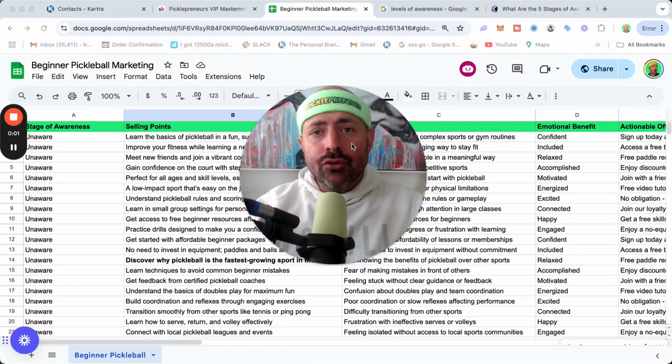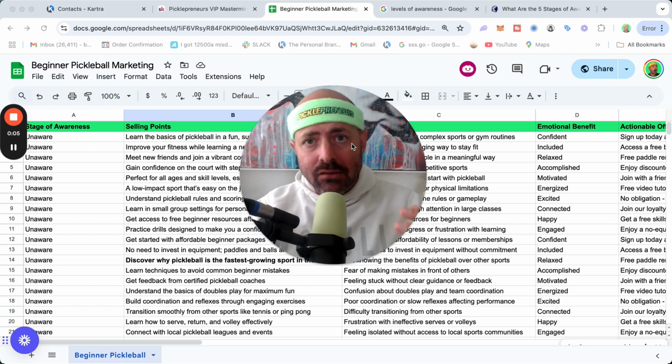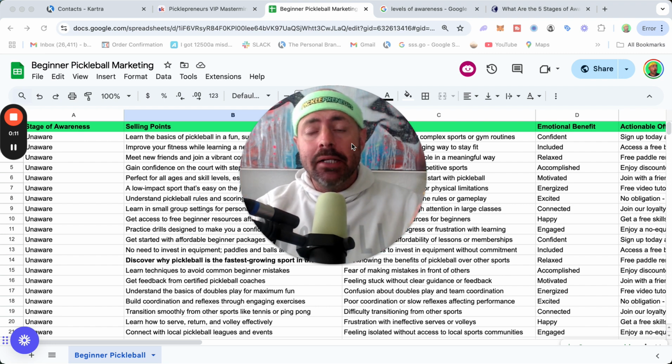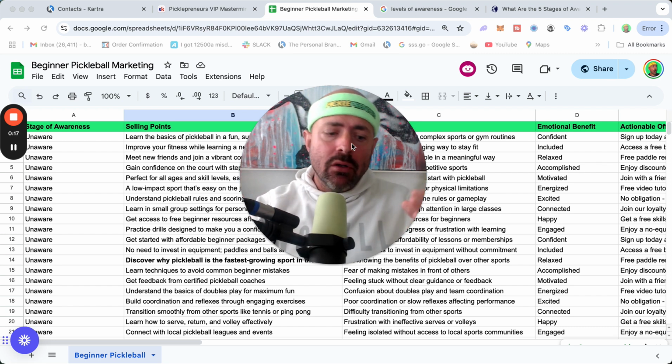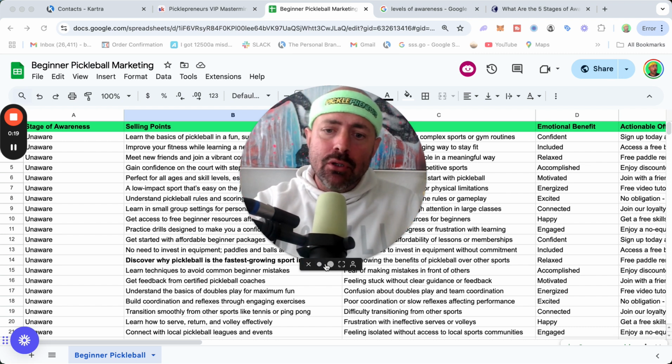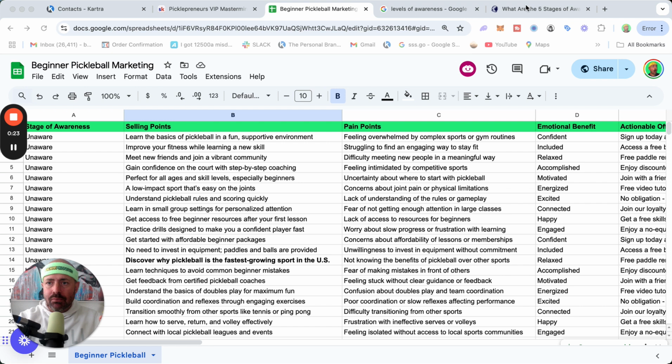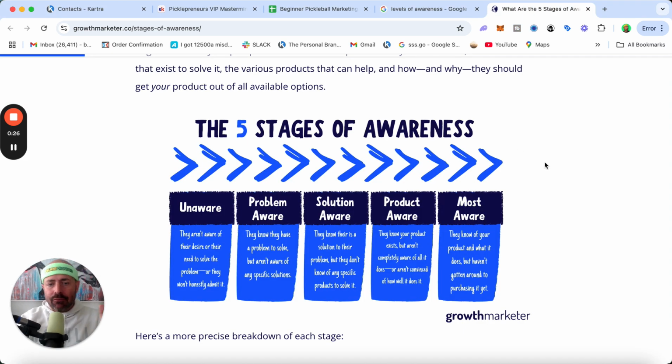Do you want to radically improve your pickleball marketing to attract more students for your product, for your service, whatever you're doing in pickleball? If that's the case, you must understand the levels of awareness. This was first brought up in a book called Breakthrough Advertising. If you're in the marketing world, you will know about this book. But essentially, there are these different levels of awareness.